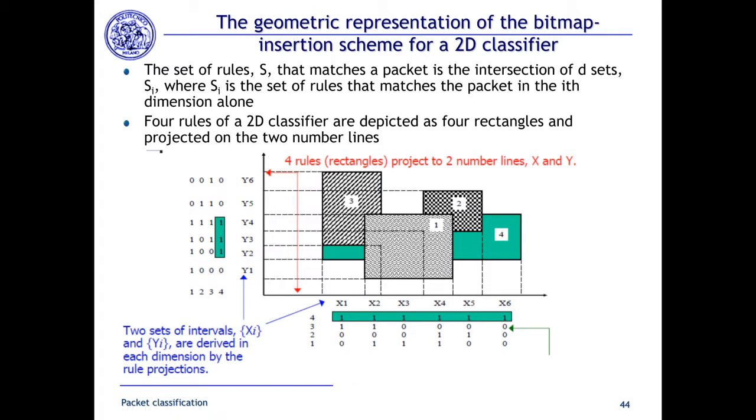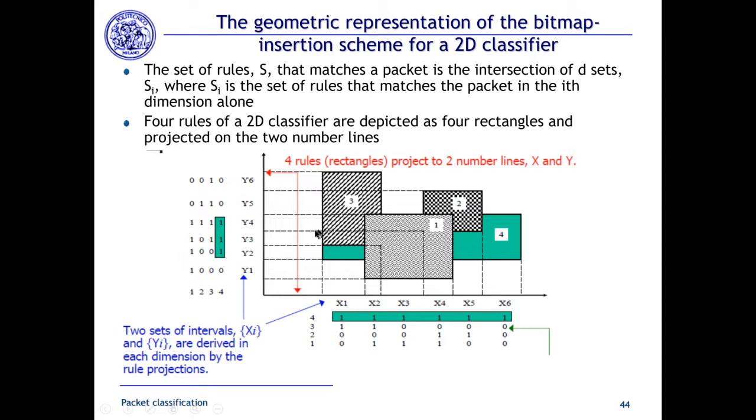And another important thing is that since all these rules have a priority, when we are making the bitmap, we sort the rules corresponding to the bits in priority order. So, for example, let's say that 1 is the highest priority rule and 4 is the lowest. So the first bit will correspond to 1, the second bit to 2, the third to 3, and so on. Okay. And we do the same on both the dimensions. So this is for the horizontal axis, and this is for the vertical axis.